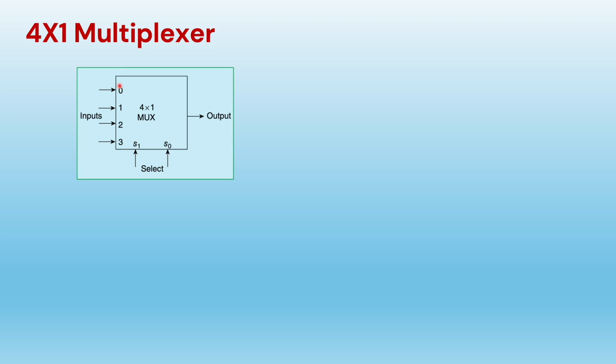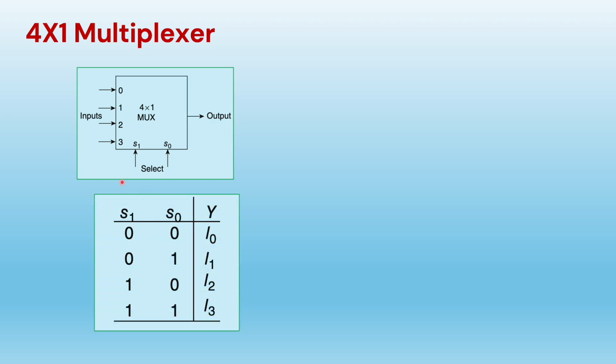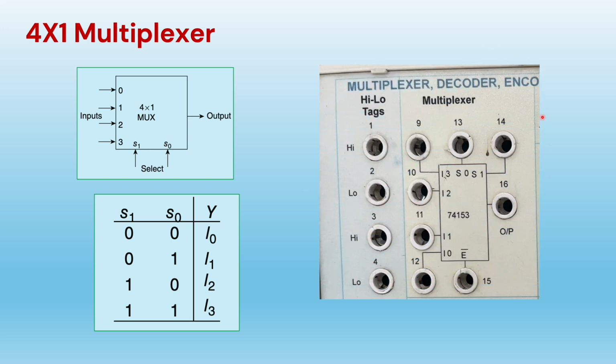4x1 multiplexer means we are having 4 inputs and 1 output, and select line selects which input will go to the output. So this is the truth table. When select lines are 0, 0, I0 will go to output. When it is 0, 1, I1 will go to output, 1, 0, I2 and 1, 1, I3. So basically the select lines decide which input will be transferred to the output side, and this is the part of the trainer kit which will be used for this experiment, 4x1 multiplexer.